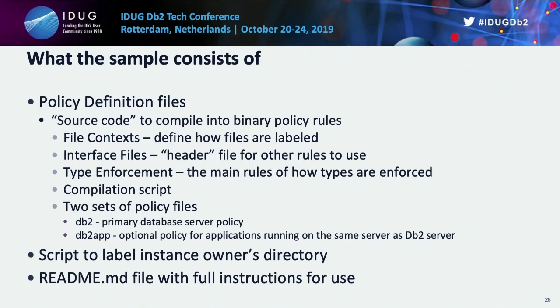There is a script to compile all of this and run it. And then there's a script to label the instance owner's directory. By default when you install, the install directory will get labeled properly, but we want to control the instance owner's home directory because that's what gets us into the Db2 domain, the Db2D domain, and so we want to apply that only to individual instance owners that root has controlled, and not just have it on by default.